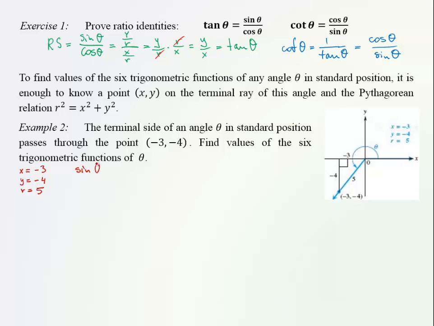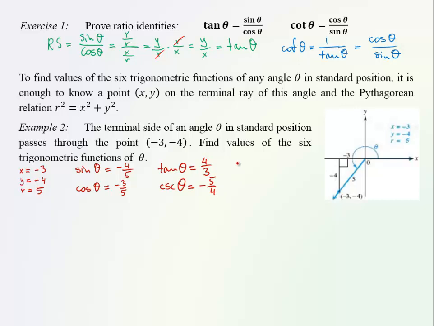Sine of our angle theta is y over r, so it's -4/5. Cosine theta is x over r, so it's -3/5. Tangent theta is y over x, so it's two negatives makes it positive 4/3. And then reciprocal functions. So reciprocal of sine is cosecant theta, flip the number, -5/4.